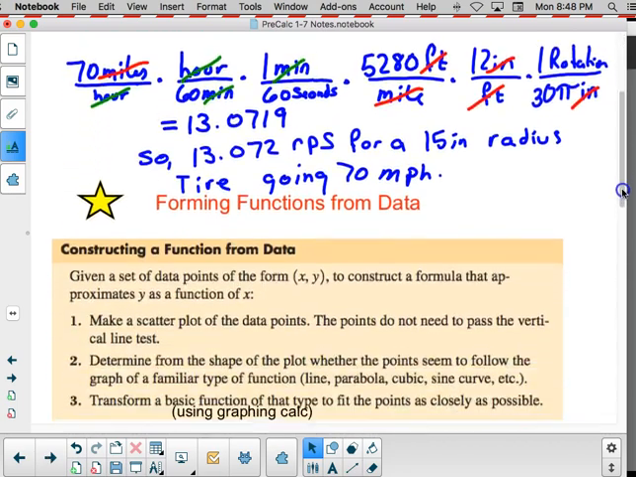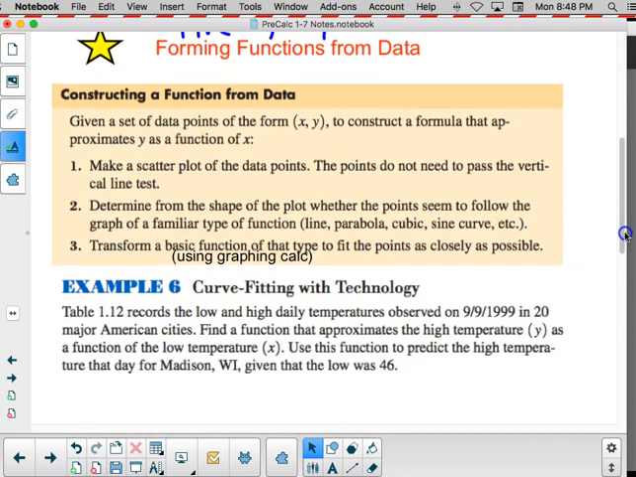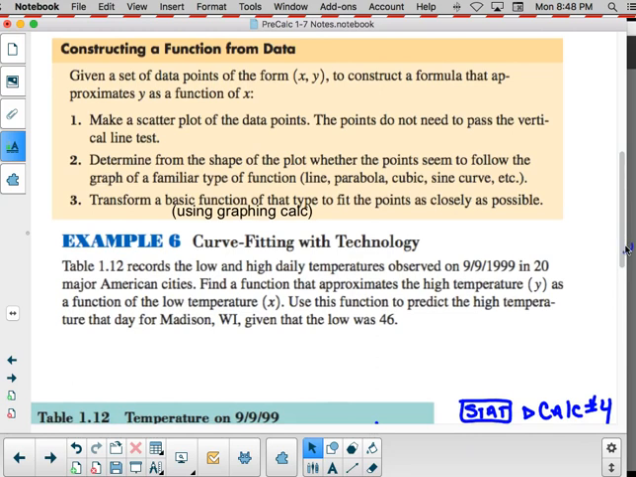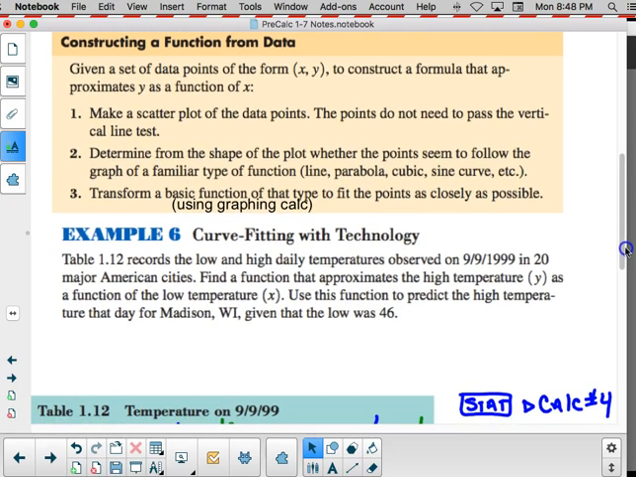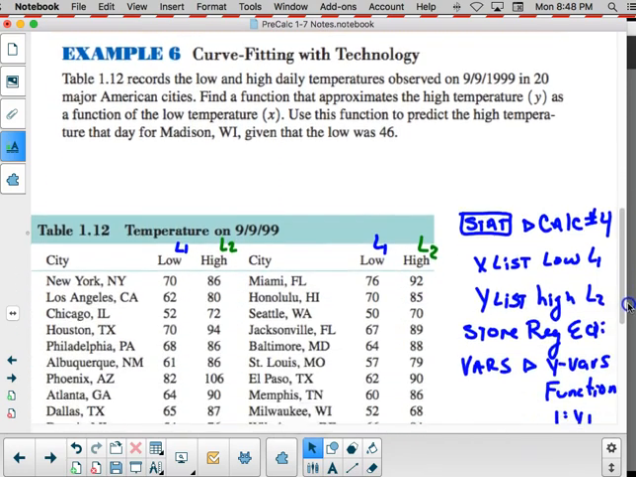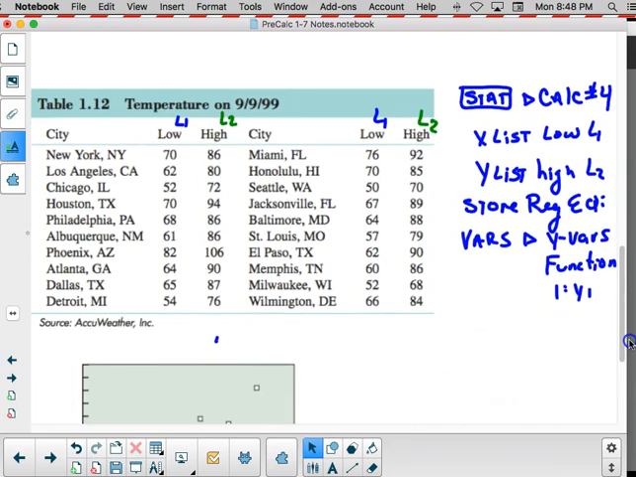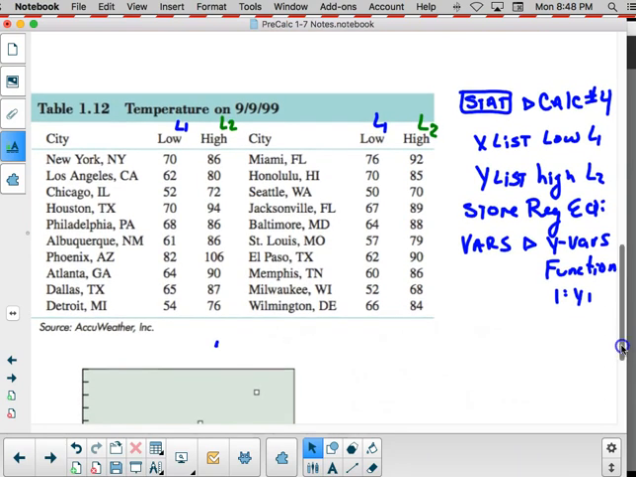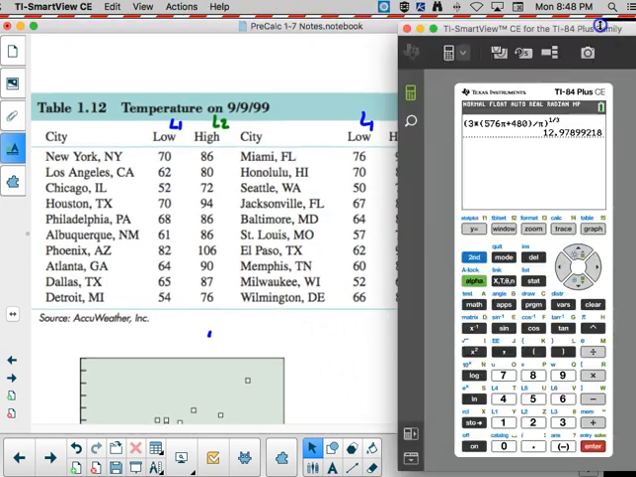Now, I'm going to pull up my calculator and we're going to construct function from data. And I'm going to make a scatter plot of this data and be able to pull this stuff off with entering it in my calculator. Now I've placed this information as L1 and L2 for my low and high for each city here, and I have preloaded my calculator. If I can get to my calculator.